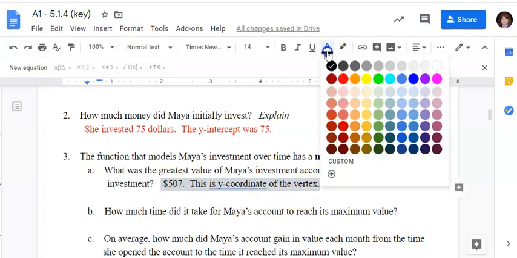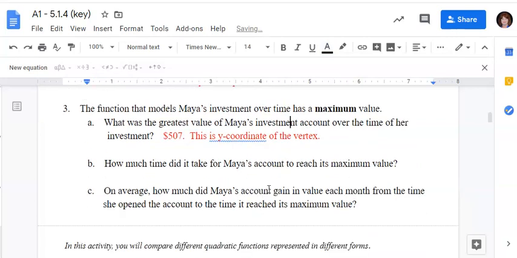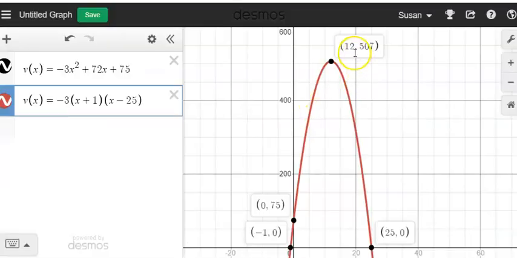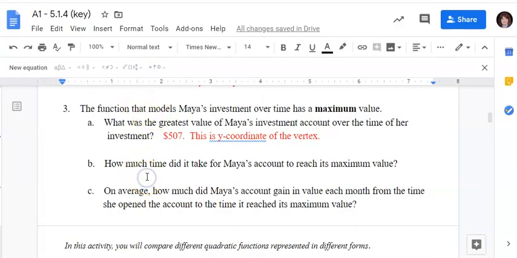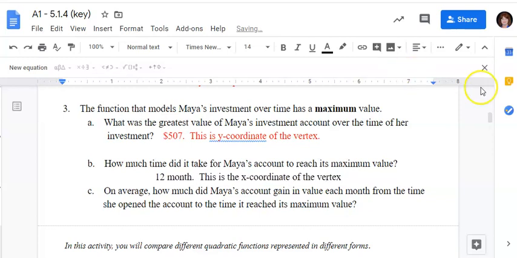So I'm going to highlight that in red. All right, how much time did it take for Maya's investment to reach its maximum value? If you go back to your graph, the vertex was 12, 507, so that means in 12 months it reached a maximum of 507. So the amount of time here will be 12 months. So let me put this, 12 months. And what is this? This is the x coordinate of the vertex. I'll highlight that in red.